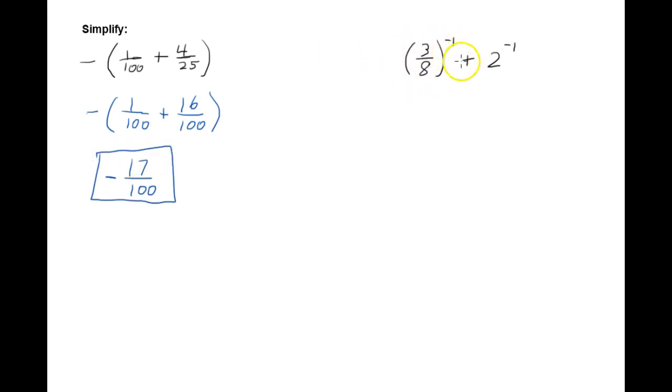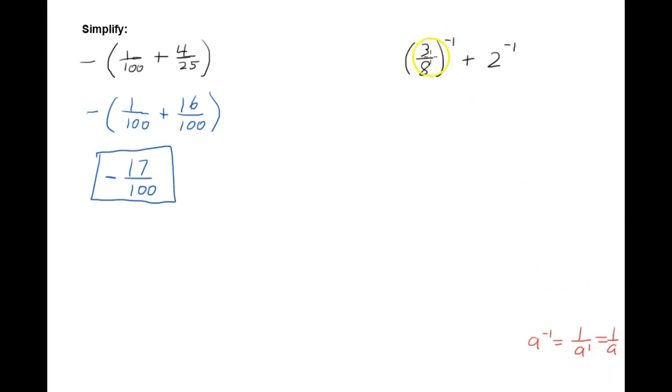3/8 to the negative 1 plus 2 to the negative 1. Now a negative exponent means that you are going to take the reciprocal. So I'll just show a general case down in the lower right hand corner. A to the negative 1 equals 1 over a to the positive 1. Well, anything raised to the positive 1 is just itself, so I can write that as just 1 over a.